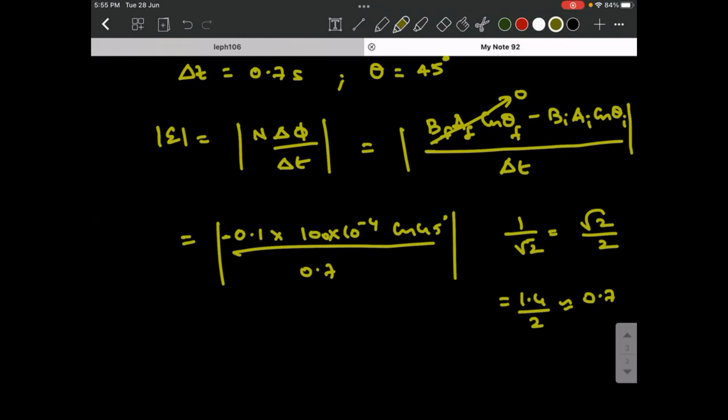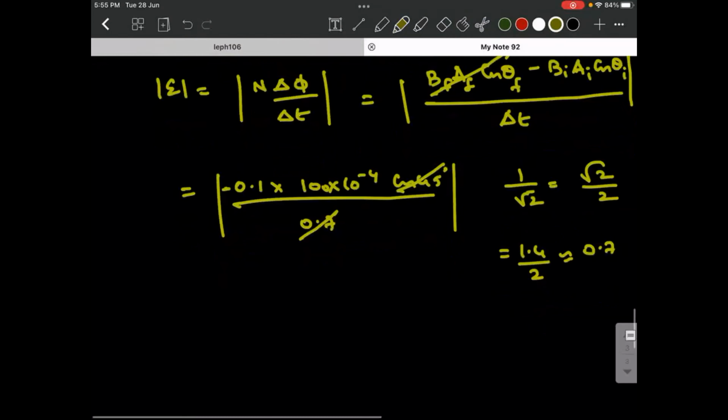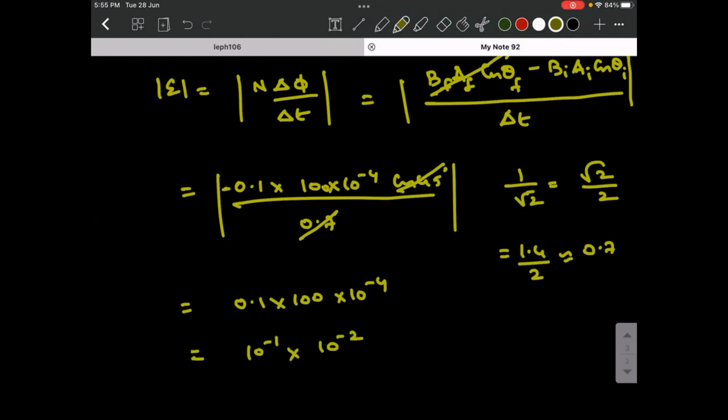So cos 45 is 1 by root 2. Remember that value 1 by root 2 has an important significance in the next chapter, which is approximately 0.707. So 0.7 will get cancelled. This will be equal to 0.1 into 100 into 10 power minus 4. This is 10 power minus 1 into 10 power minus 2, which is equal to 10 power minus 3 volt, or it is equal to 1 millivolt.